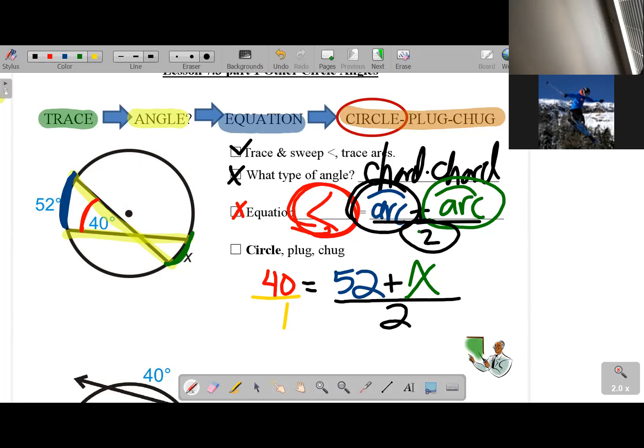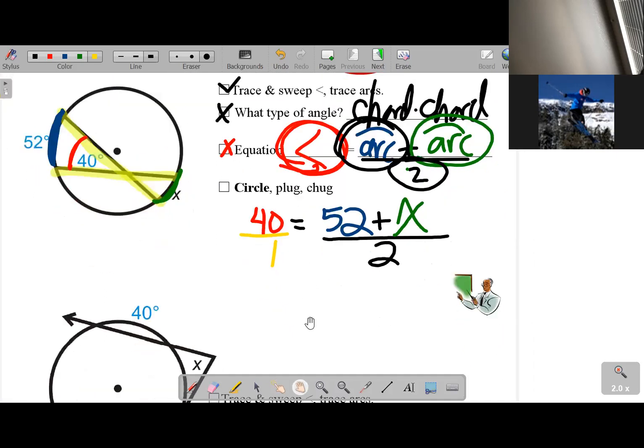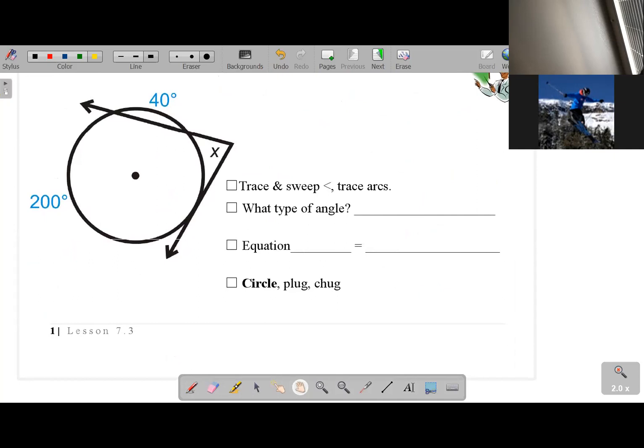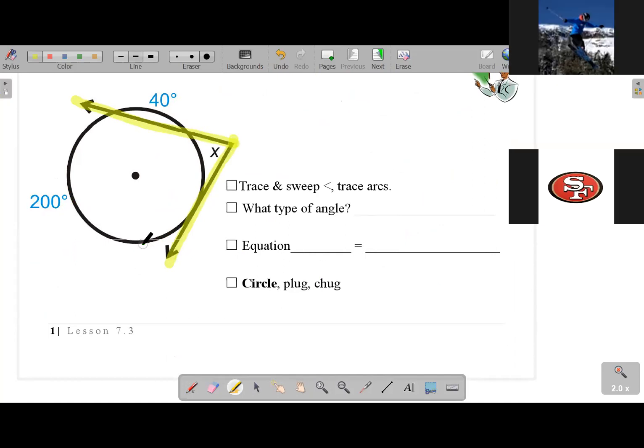Good job. All right, students, nice. You got 100% accuracy. Fabulous. Thank you, Mateo. Good job. Now come down here. Ready? Physically trace the angle.